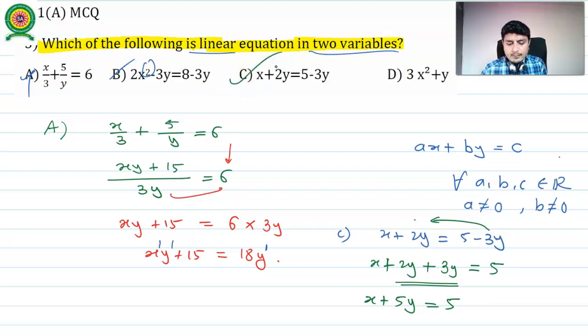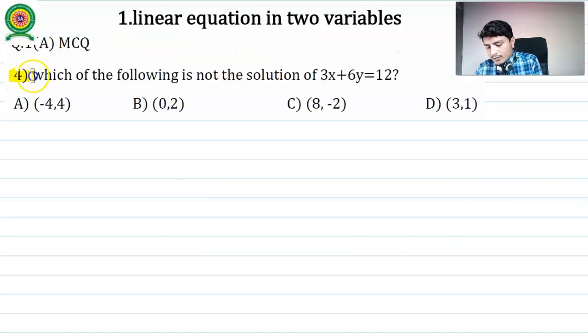Look at option D. In that we have given 3x square plus y. The highest degree of variable x is 2. So it is not a linear equation in 2 variables. Look at the fourth MCQ we have.